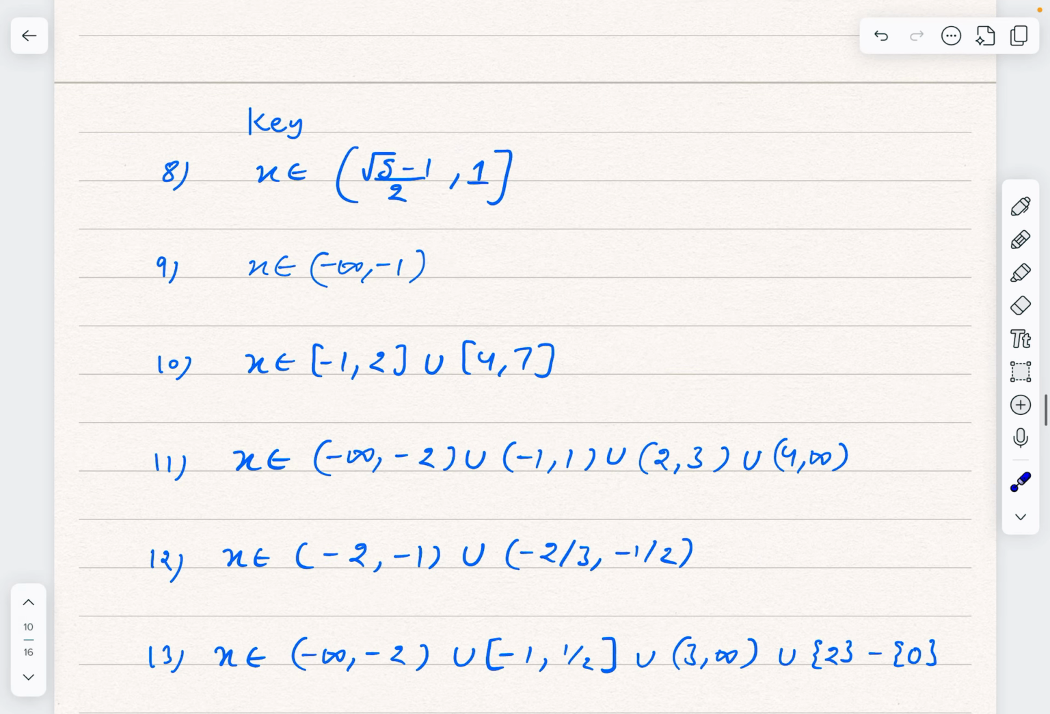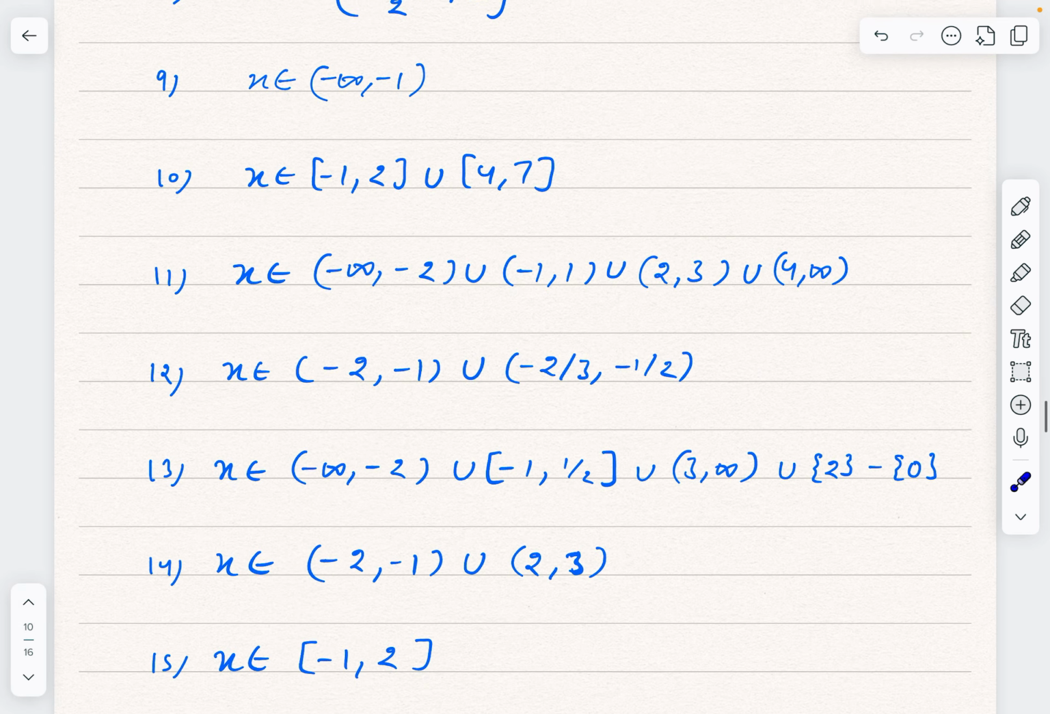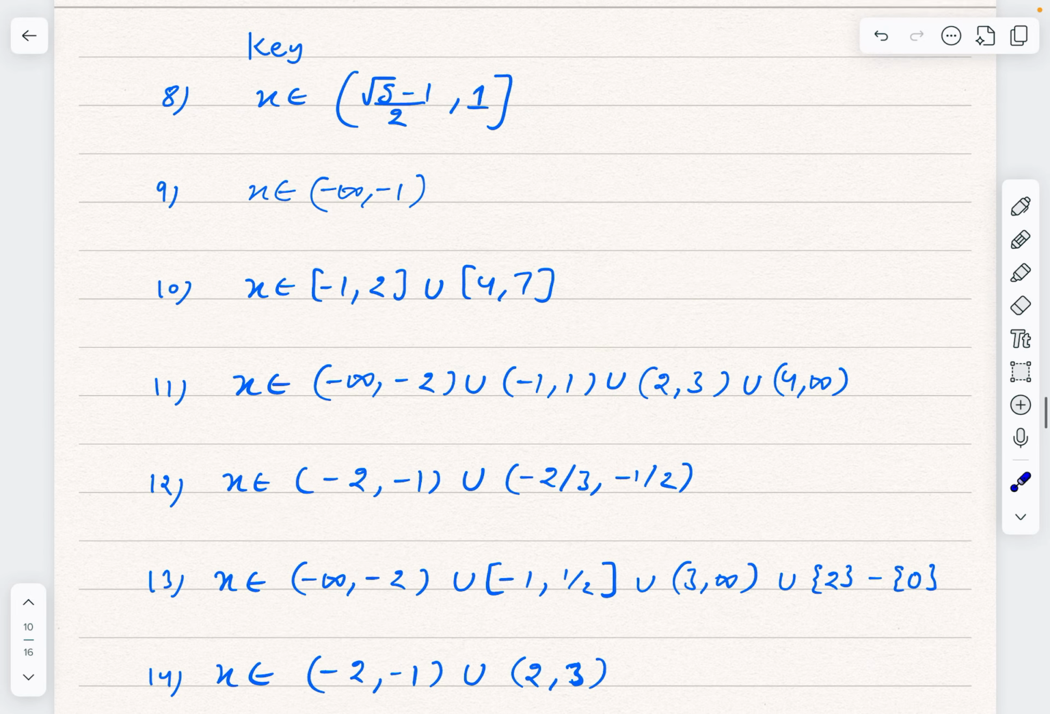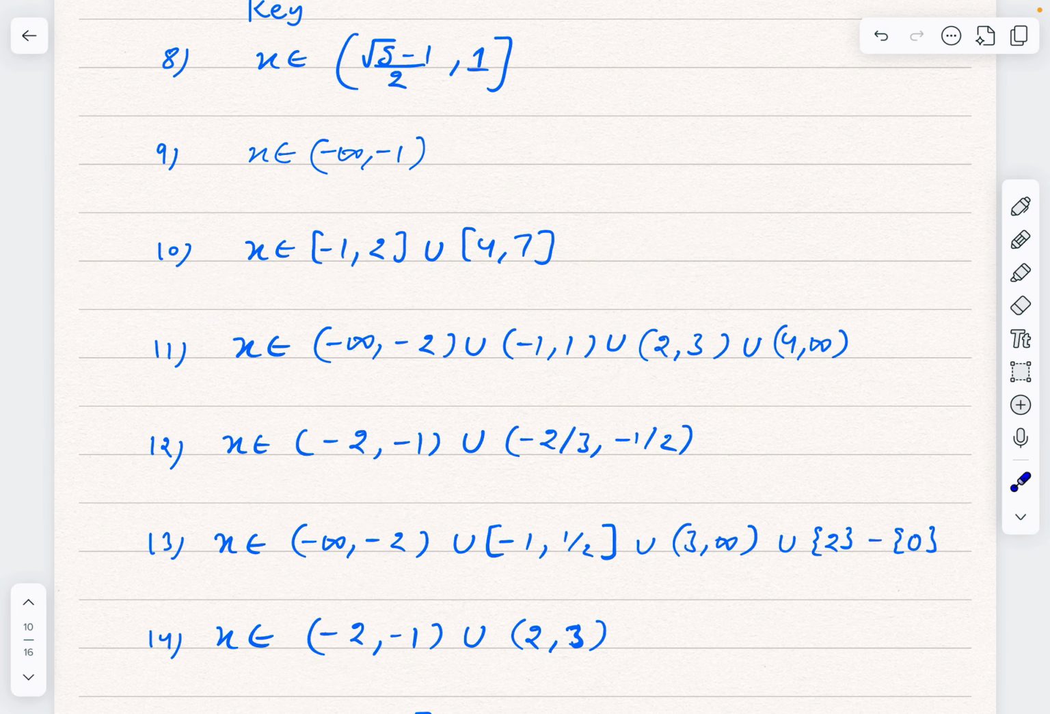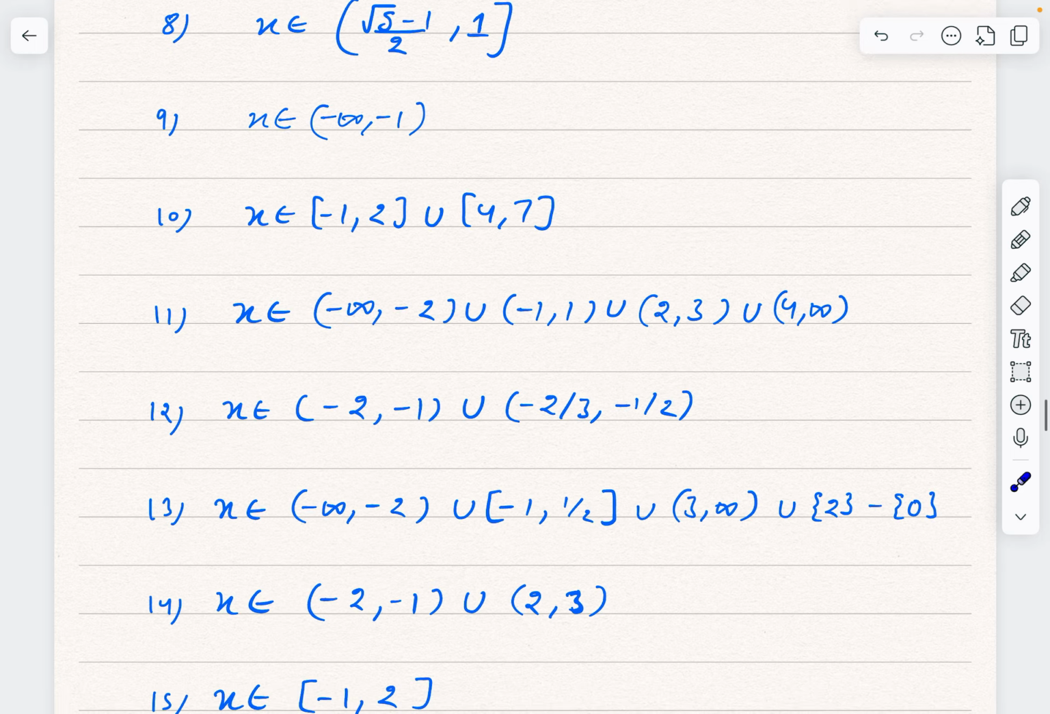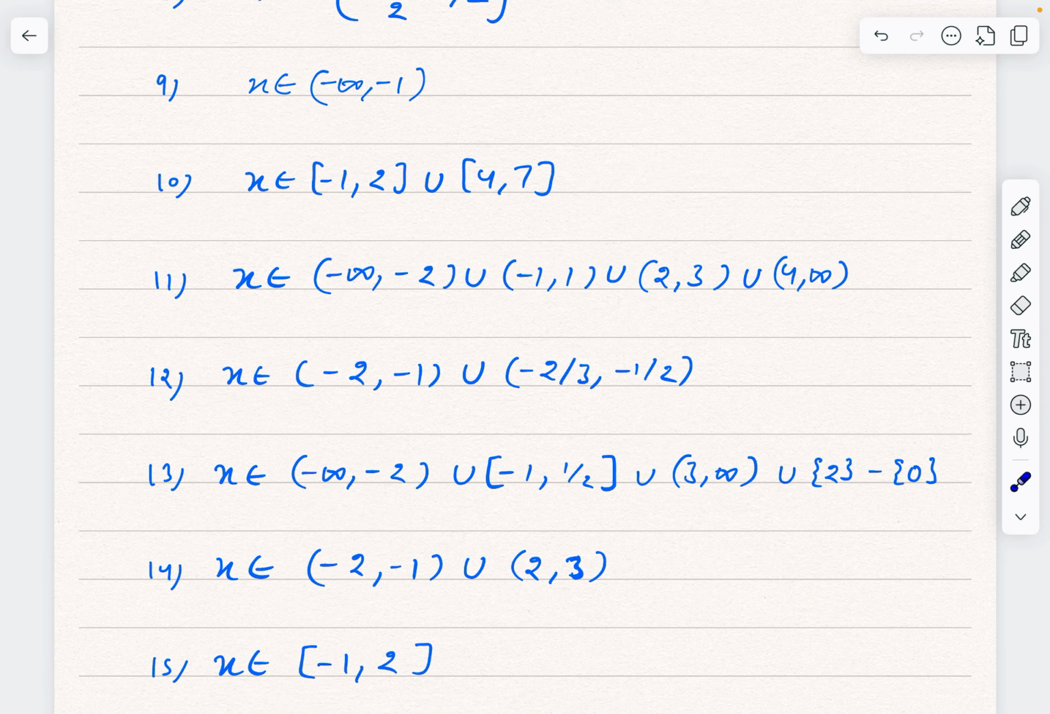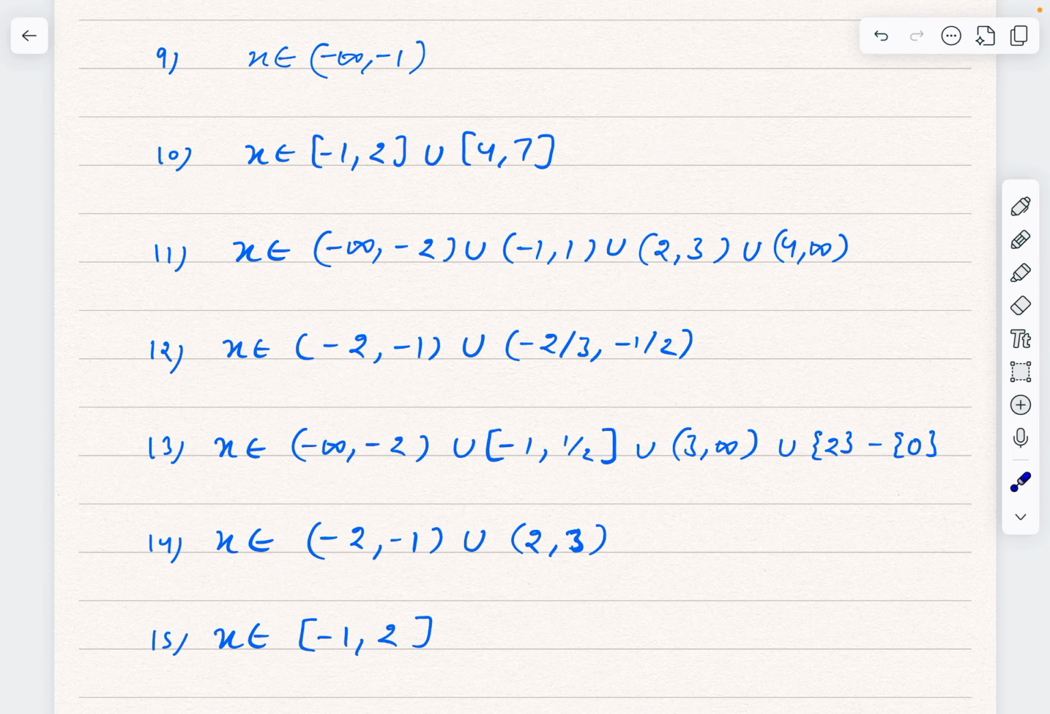So there were 8 problems. Out of 8 problems, how many got correct? You can type in the comment section. Now we'll start the discussion of each of them. Whichever problem you got wrong or could not solve, you can just jump to its discussion. We'll discuss each and every problem one by one.